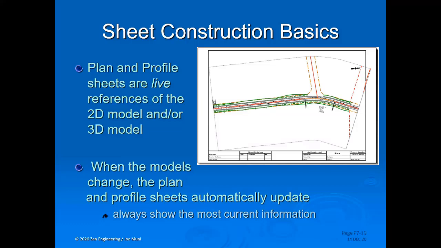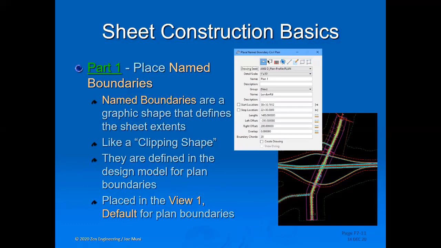Now, what's great about these being quote unquote live references is if anything changes in any of those models, it's automatically updated and reflected in those sheets via the drawing model. So you're always going to see the most current information displayed in your sheets. Now, creating it using the OpenRoads Designer tools is a two-part process. The first part is actually laying out what's called the name boundaries. Now, this is a MicroStation tool that's been around for a while, so you may be familiar with it.